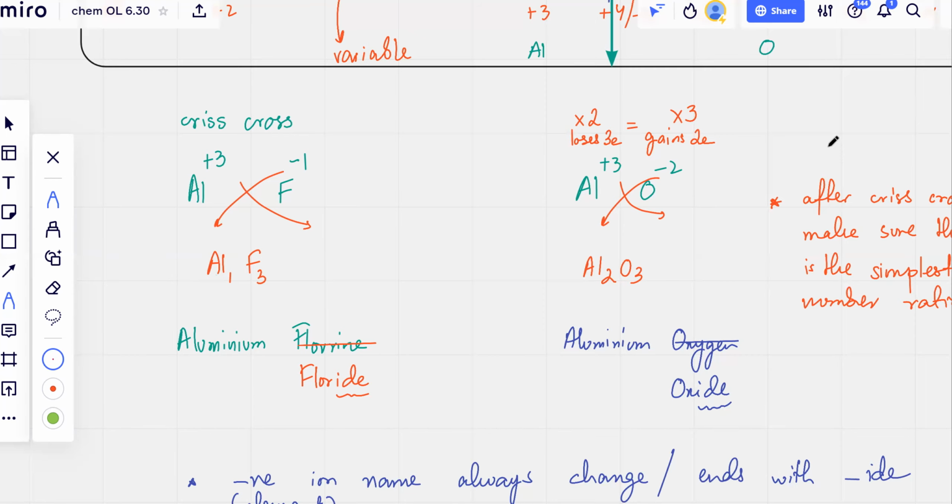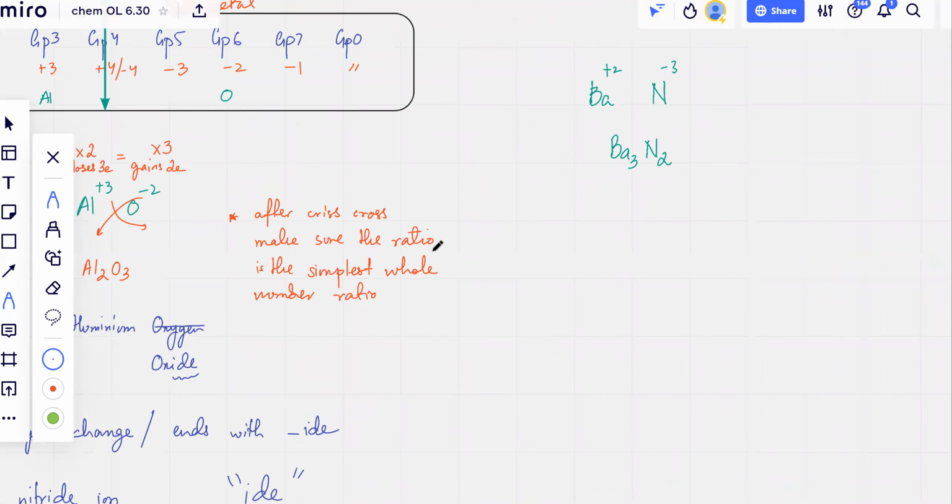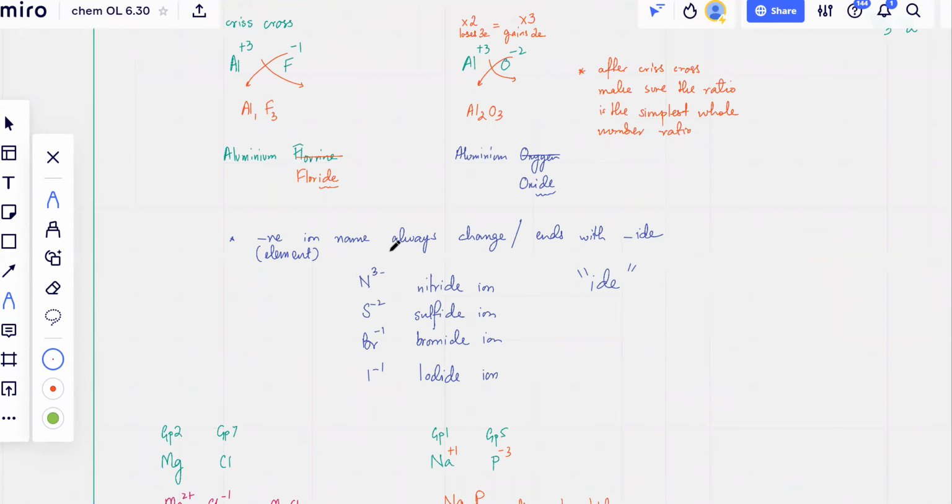And I also told you that after you're done with the crisscross, make sure that the ratio is the simplest whole number ratio. Is this clear? Yes, sir.